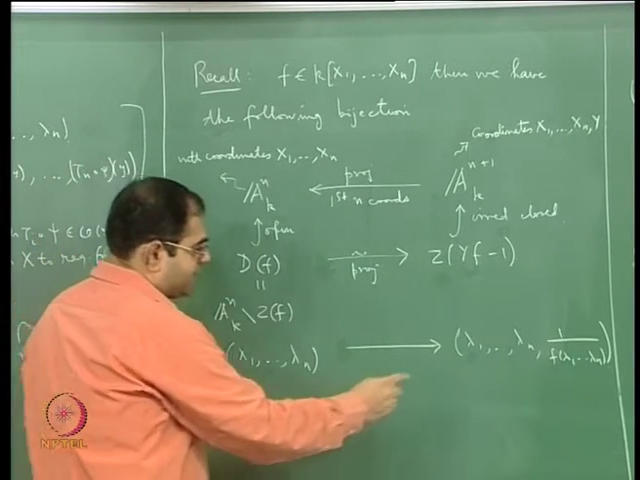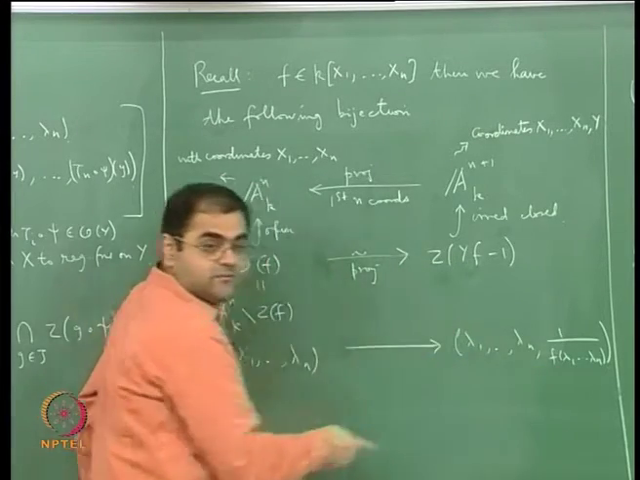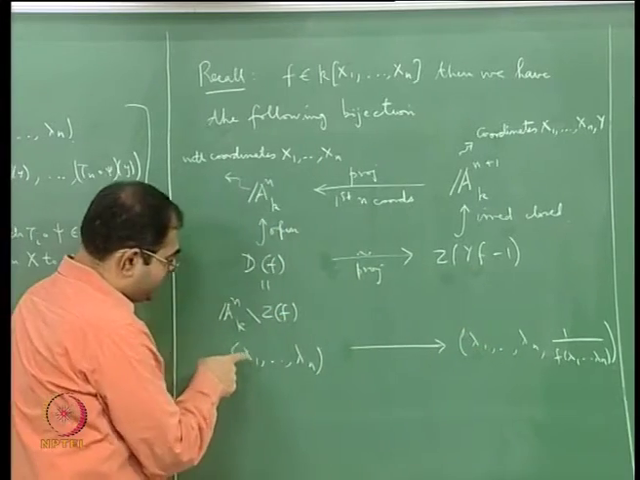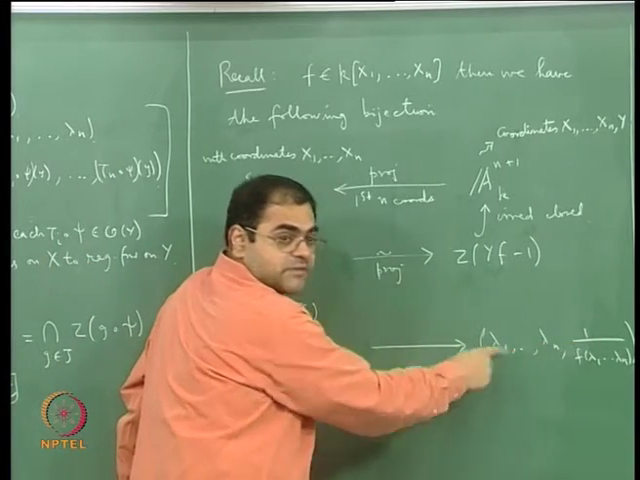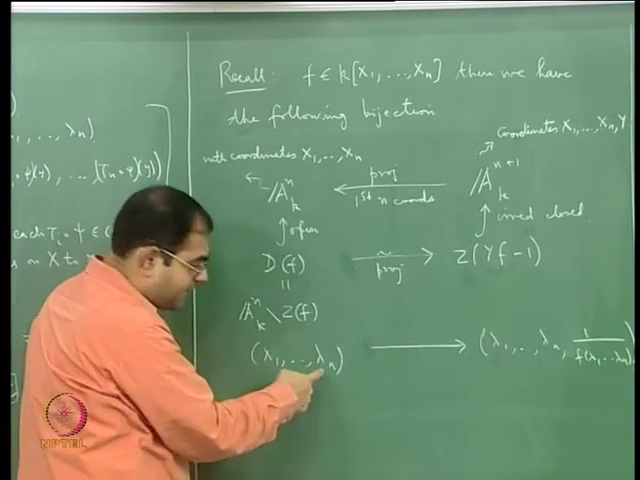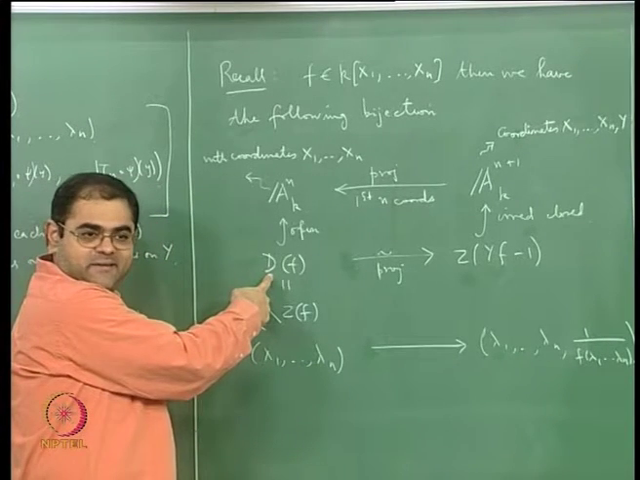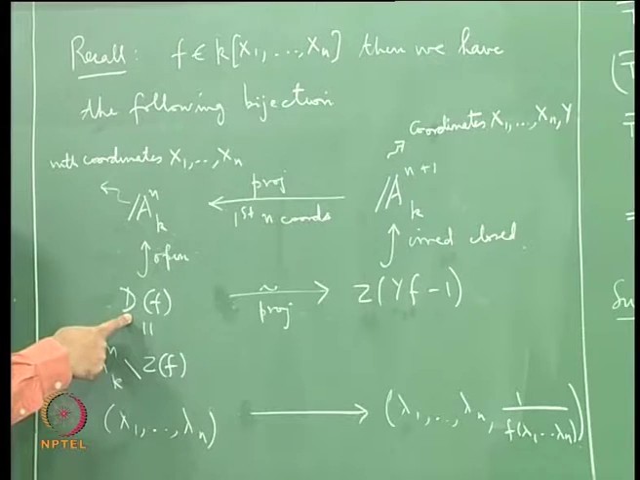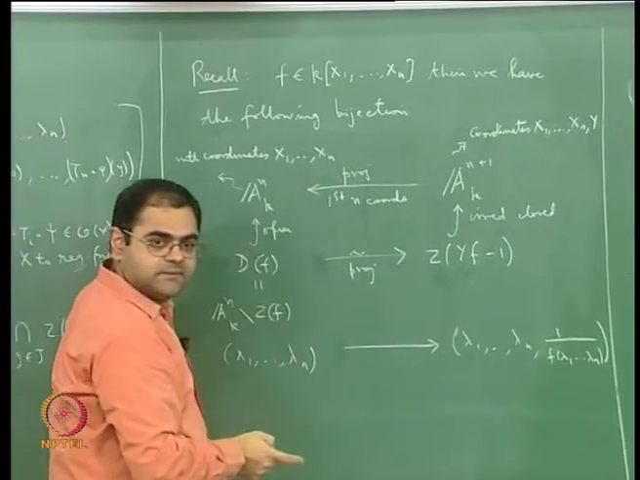So you see if I compose this map with the first coordinate projection, I simply get the first coordinate projection here. If I compose this map with the second coordinate projection and so on up to the nth coordinate projection, I simply get the nth coordinate projection here, which are of course regular functions, okay, because a polynomial is always a regular function, and a regular function restricted to an open set is also a regular function, there is no problem, okay. What about projection onto the last coordinate, okay?